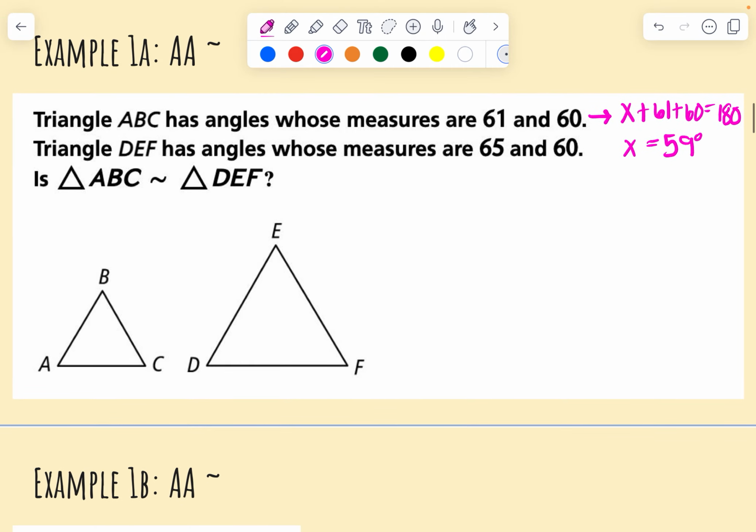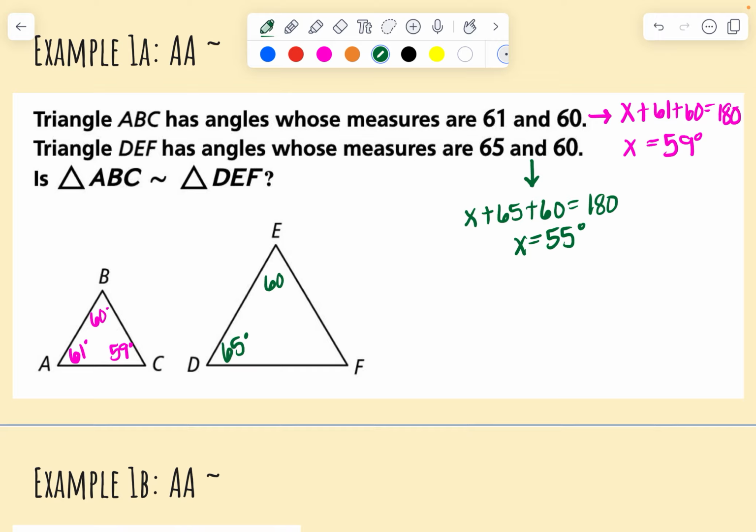So we don't know which angles are 61, 60, and 59. I'm just going to put the numbers in here. We'll say that's 61, that's 60, and that's 59. And then for our other triangle here, X and 65 and 60 has to be 180. And if we solve that, we would get X is 55 degrees. So we'll say this is 65 degrees, 60 degrees, and 55 degrees.